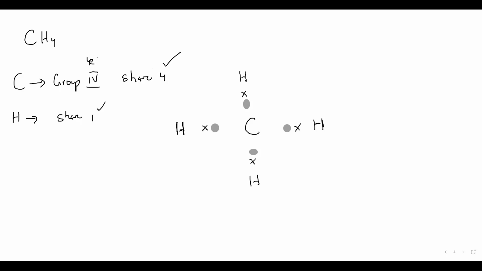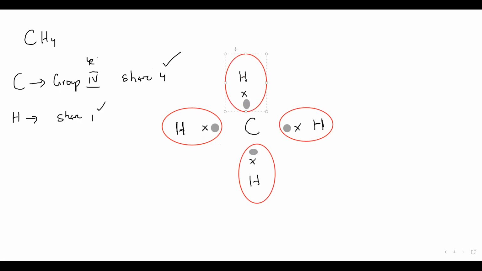Now we draw the circle for each. So this is the circle for hydrogen, hydrogen, hydrogen, and then the circle for carbon as well. So this is a structure of carbon bonded with 4 hydrogen, and this compound has a specific name. What do we call this compound? We call this methane. Later you will learn why it is called methane, but it has a name, CH4, also known as methane.